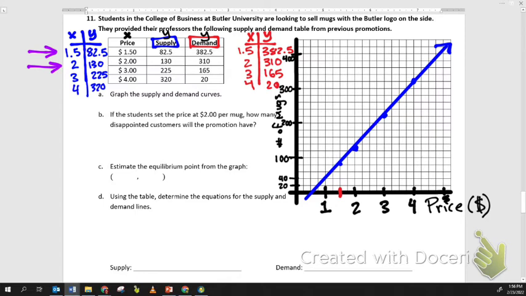So I'll go in between 1 and 2 on my x-axis, and I want to go all the way up to 382.5. My next point is when mugs are $2, the demand is 310 mugs. When mugs are $3, people want 165 of them. And when mugs are $4, only 20 mugs are demanded. And I can graph my line.